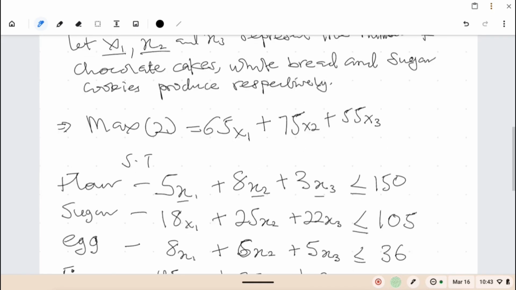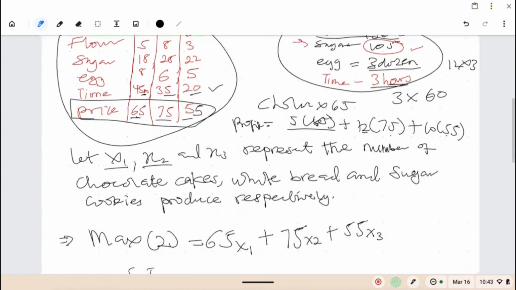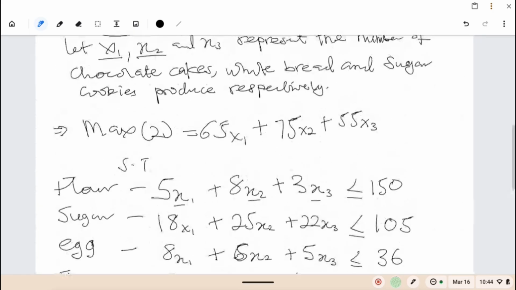Let's check the time too. It says the time is 3 hours. And then they were given in minutes. They said they use 45 minutes, 35 minutes, and 20 minutes. And this is 3 hours. So we have to convert these hours into minutes. So we say 3 times 60, because we know that 60 minutes make 1 hour. So we convert and then you write it. And since they were not able to consume all the time, it's either they consume all or less, right? So you write it, which we get 180. So we are done with our constraints.